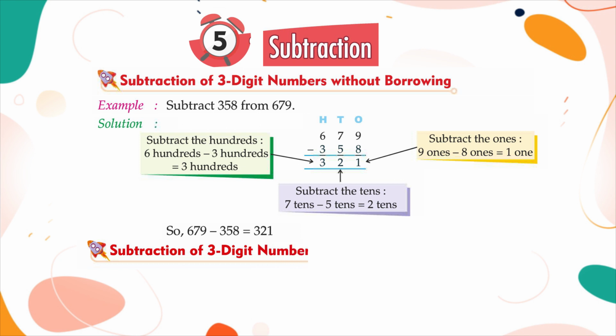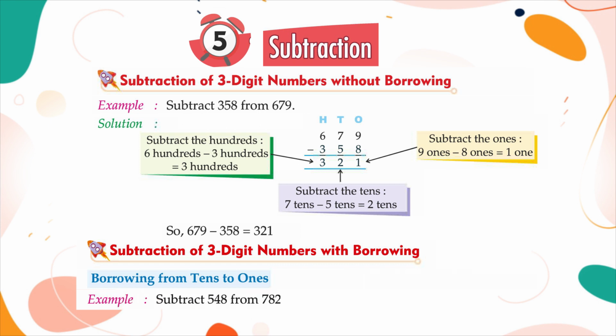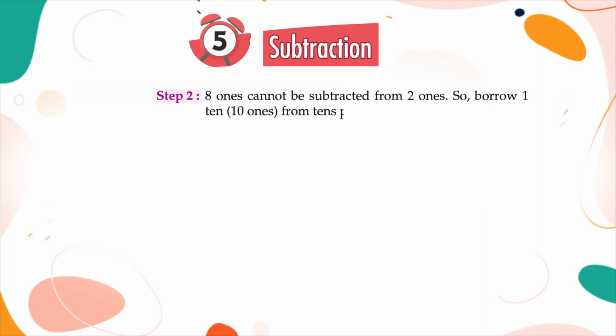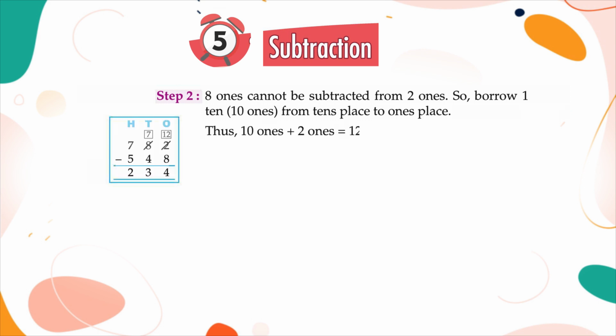Subtraction of 3-digit numbers with borrowing. Borrowing from tens to ones. Example, subtract 548 from 782. Step 1. Arrange the numbers in columns. Step 2. 8 ones cannot be subtracted from 2 ones. So, borrow 10 ones from tens place to ones place. Thus, 10 ones plus 2 ones is equal to 12 ones. Now, we have 12 ones leaving behind 7 tens.